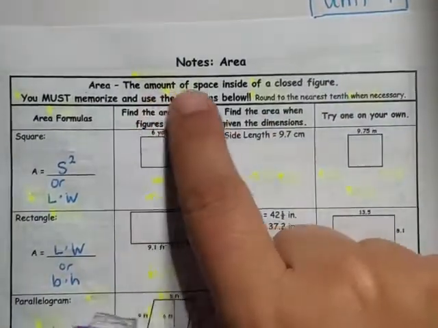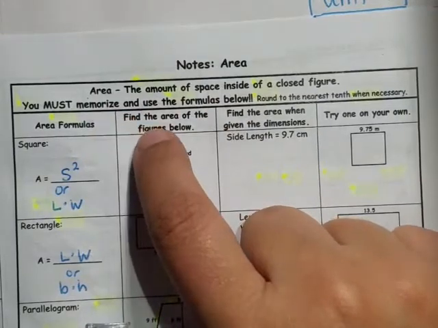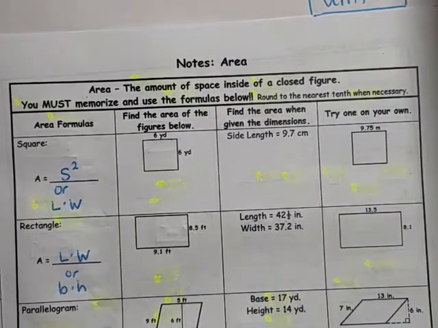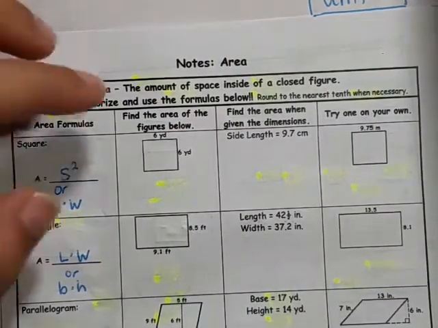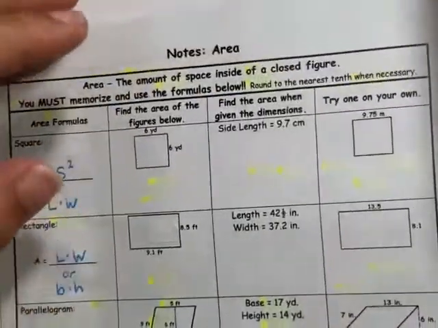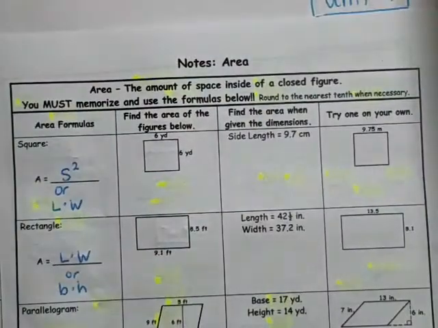So area is the amount of space inside of a closed figure, and you're going to have to memorize these formulas. Some of them are pretty closely related to others, so if you can see that connection, it won't be as hard. The yellow highlighter is just because my highlighter bled through from my other side, which has the answers inside, so I'll show those to you at the end of the video.